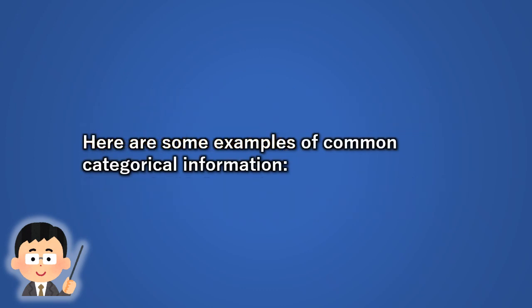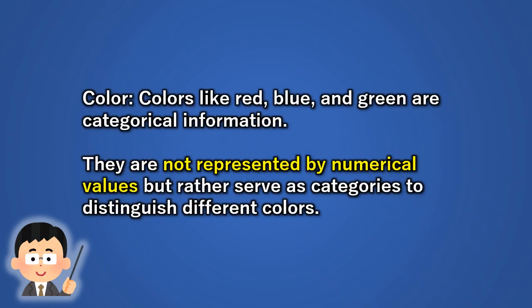Here are some examples of common categorical information. Color. Colors like red, blue, and green are categorical information. They are not represented by numerical values, but rather serve as categories to distinguish different colors.